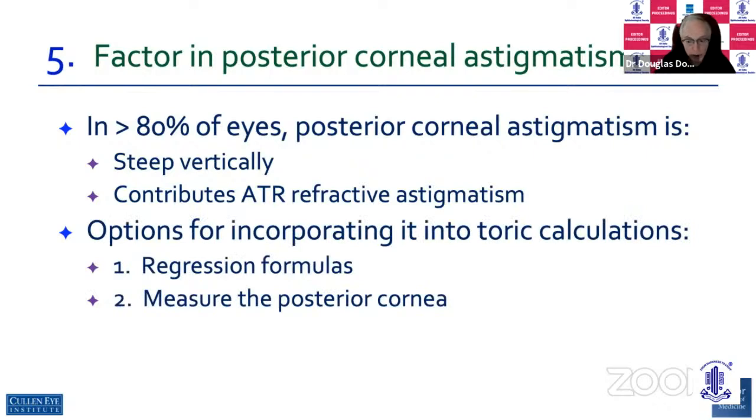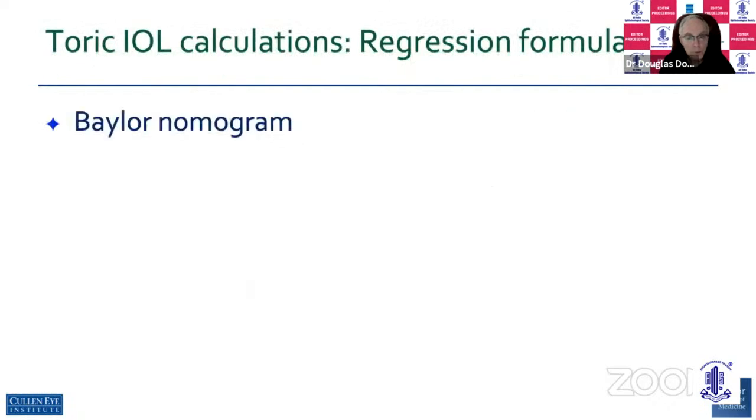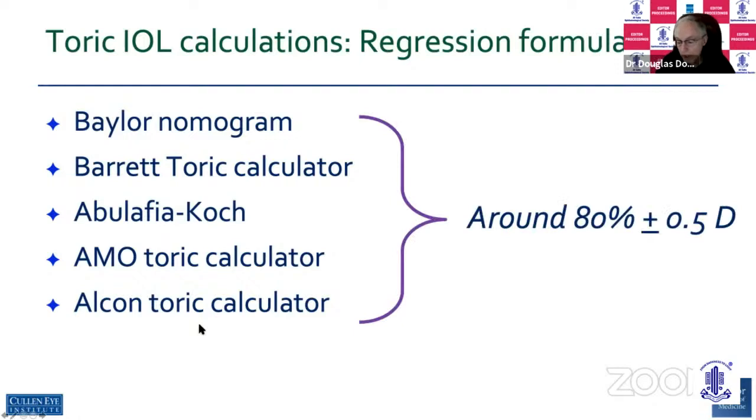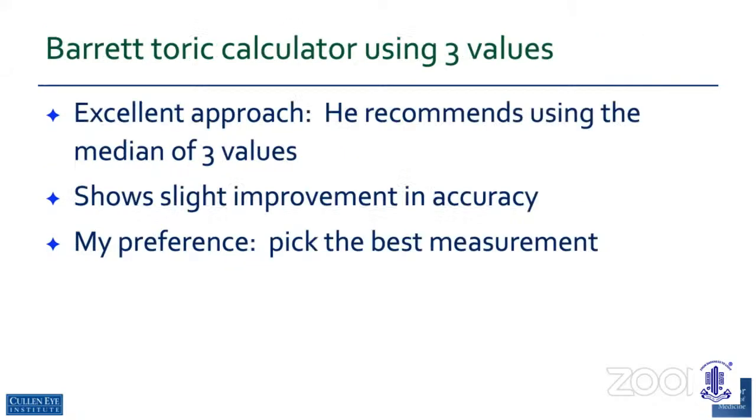So we can incorporate it into our toric calculations by using regression formulas or by directly measuring the posterior corneal surface. The regression formulas, we started with the Baylor nomogram, the Barrett, the Abulafia-Koch, the now J&J, and then the Alcon toric calculator, which is in fact the Barrett. And they're getting about 80% within a half diopter with that. We looked at our data.